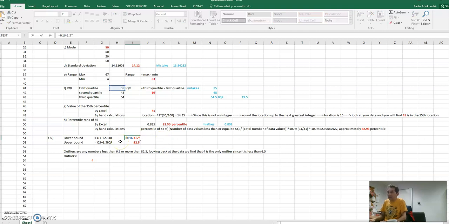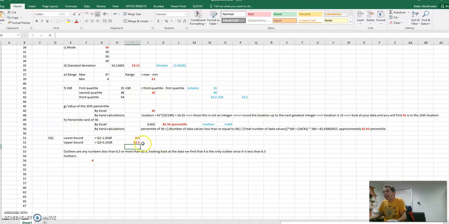Let me write it again just to show you. So I want the first quartile minus 1.5 multiplied by the interquartile range, and the interquartile range is this thing. So I will just refer to it and it will give me the smallest amount of data that I can have without being an outlier. And now I want to find the maximum amount I can have without being an outlier. Let me erase this and write it again. So this is equal to the third quartile plus 1.5 multiplied by the interquartile range, which is 19.